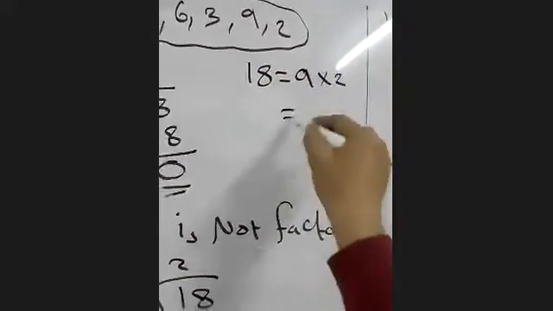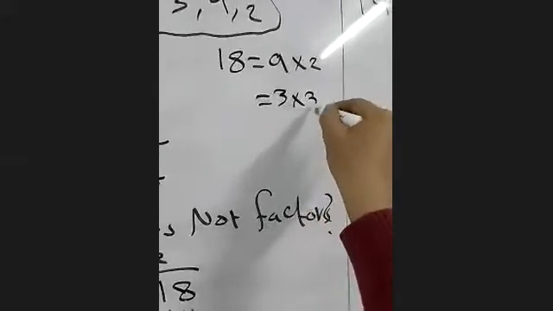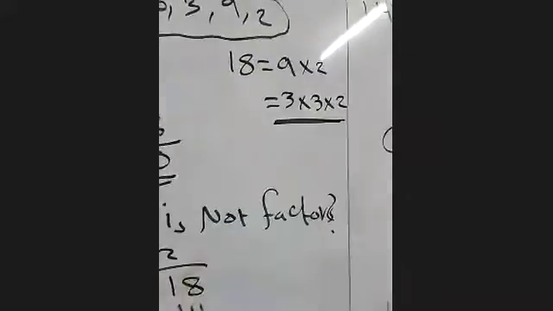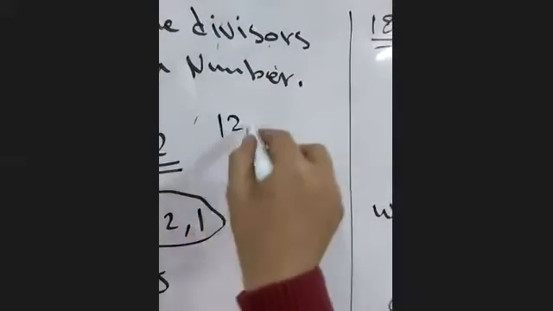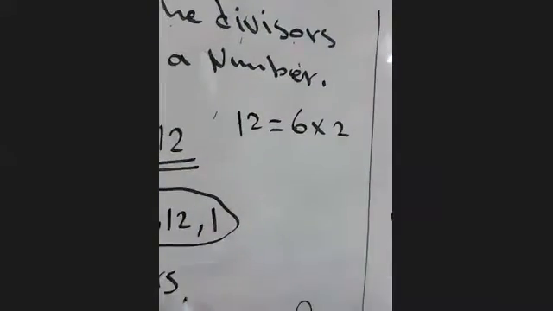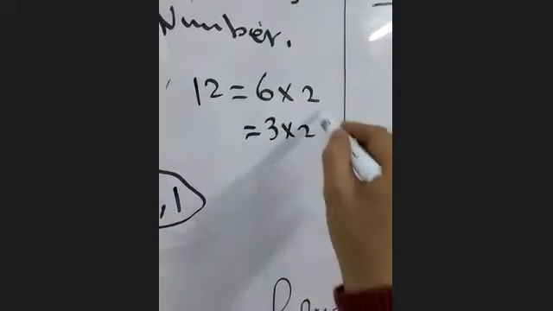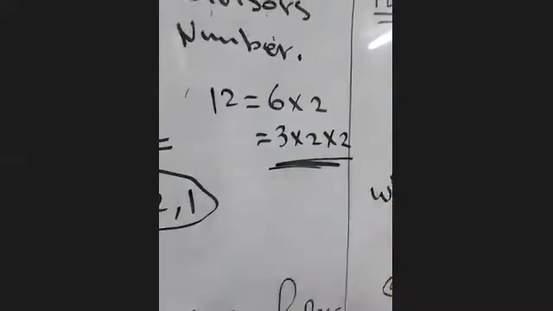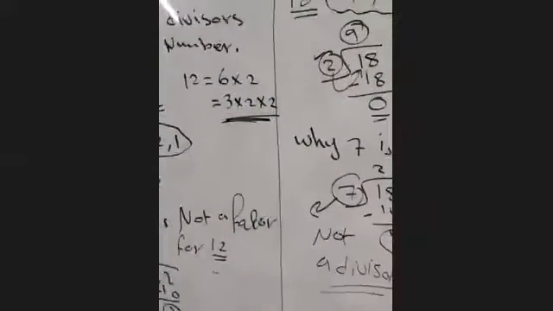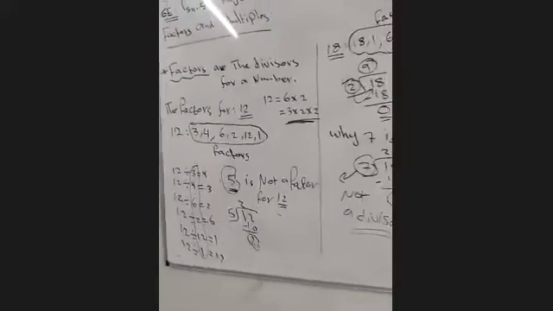So here, for example, if I want to do 18, 18 is 9 by 2. 9 is 3 by 3, so 3 by 3 by 2. This we call prime factorization. For example, 12 is 6 by 2. But 6 is 3 by 2, and the 2 comes down. This we call prime factorization. So sometimes, to find the factors, we can use the timetable.